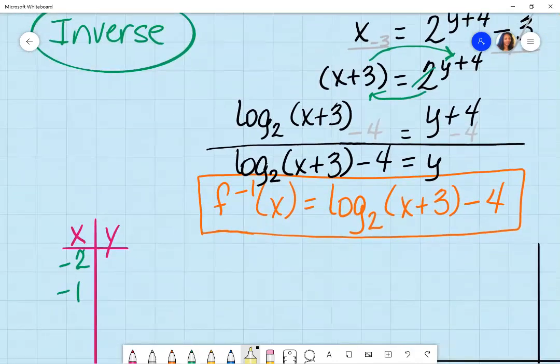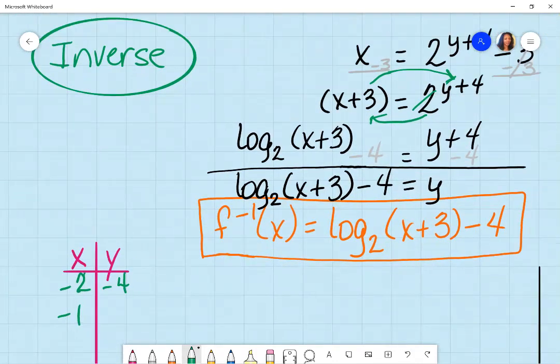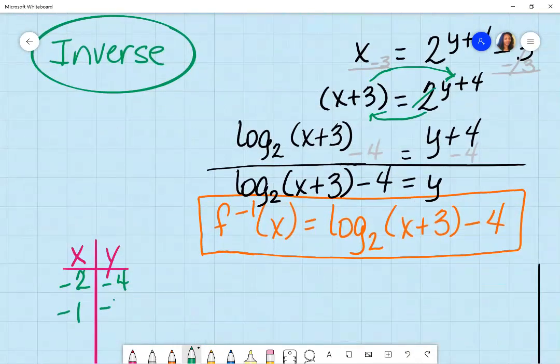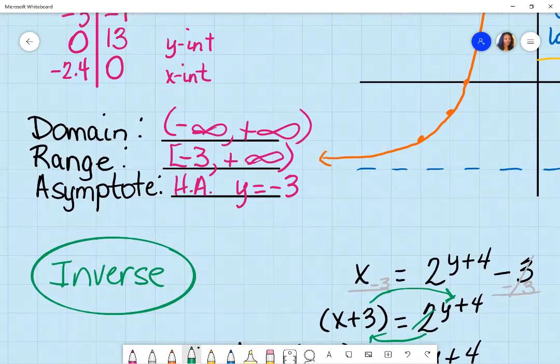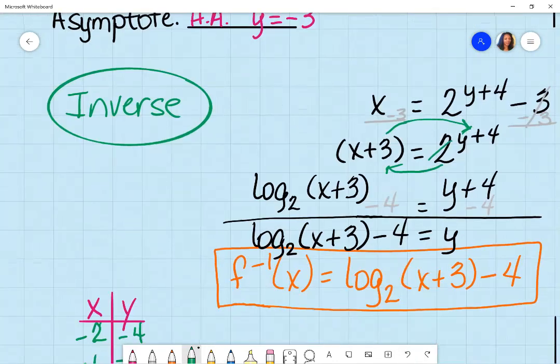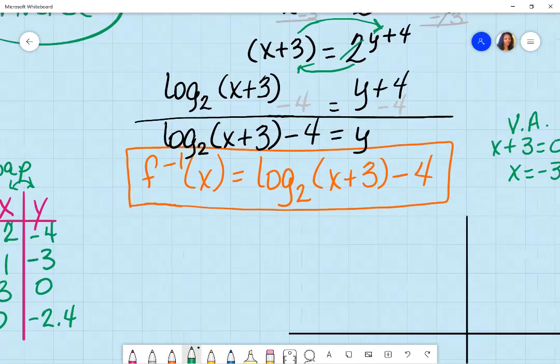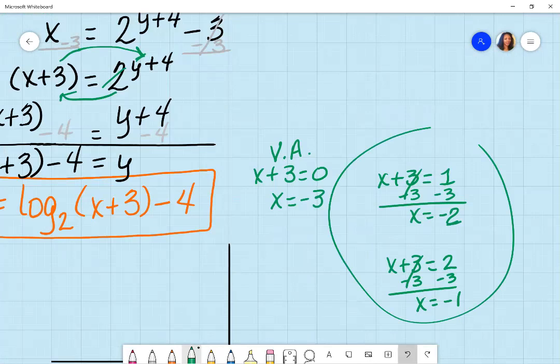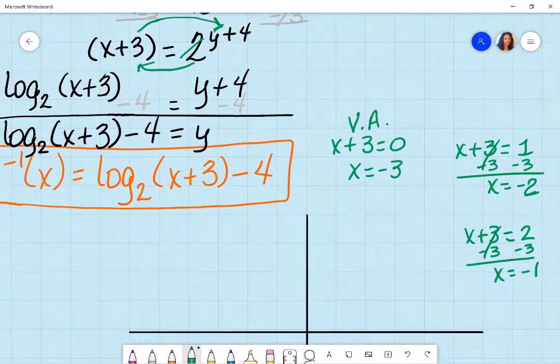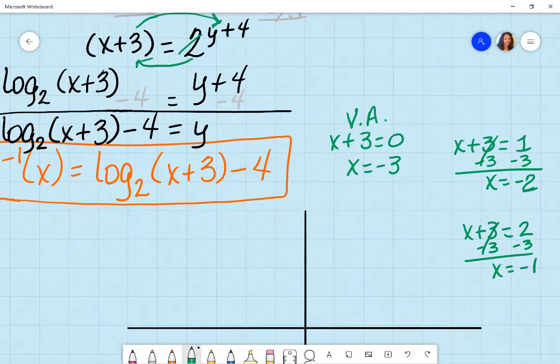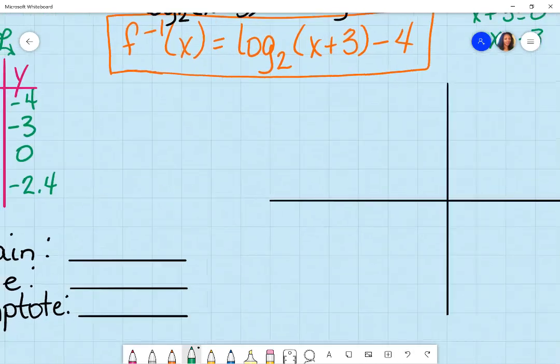For -2, it is -4. And then for -1, it is -3. And if I wanted to, I can copy the rest of the table as well, this portion right here, and just switch it around. So it's going to be 13, 0, and 0, -2.4. So with inverses, the only thing you have to do is swap your x's and y's. So you really didn't even have to do this part over here. I just did it for those people who need to understand that if your original function was a log, then you have to not only set it equal to 1, but also set it equal to the base.